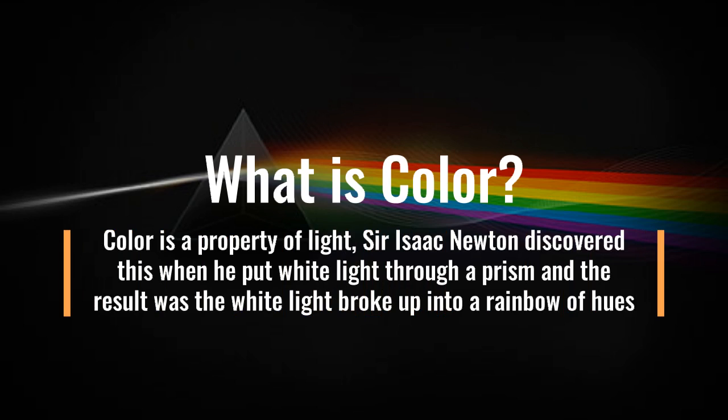Sir Isaac Newton discovered this when he put white light through a prism, and the result was that white light broke up into a rainbow of hues. This introduced a spectrum of wavelengths visible to the human eye.